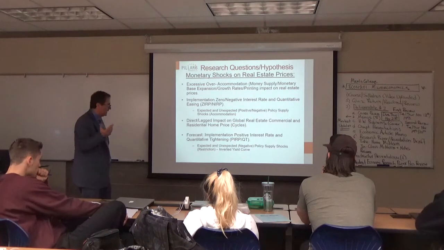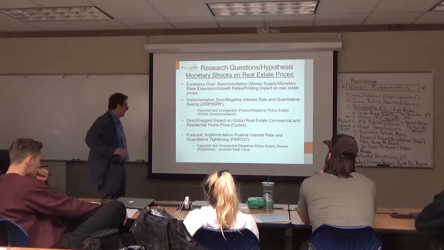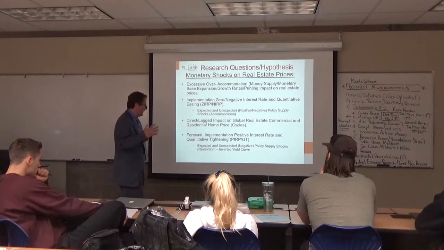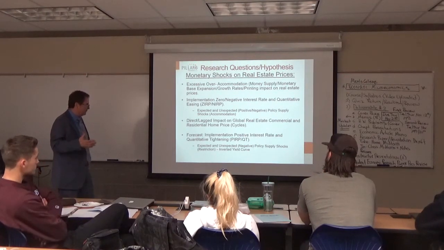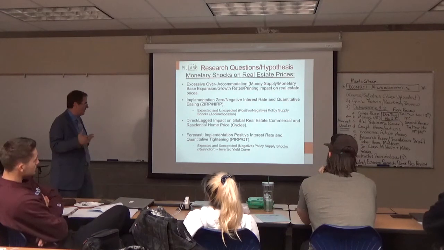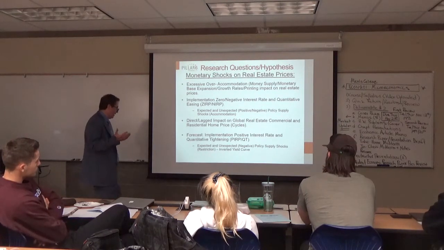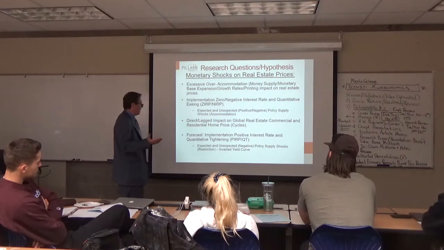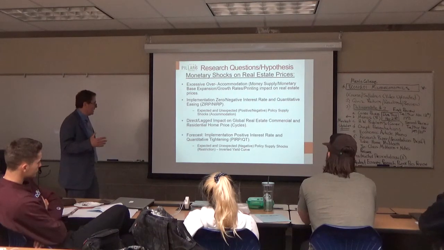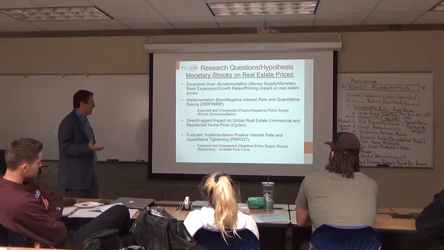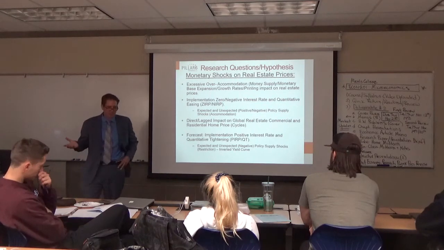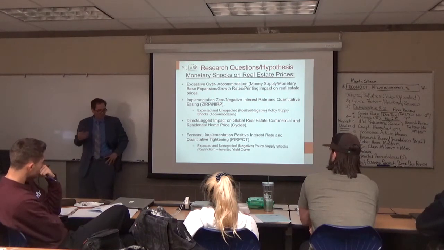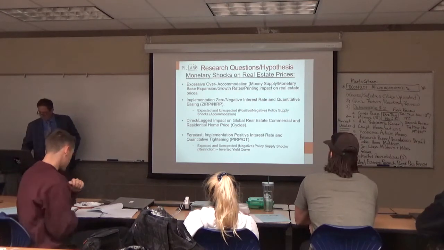Implementation of zero or negative interest rates and quantitative easing, the expected and unexpected positive and negative policy supply shocks and accommodation, direct lagged impact on global real estate, commercial, and residential home prices. This is what we're trying to find. And in the forecast, implementation of positive interest rate and quantitative tightening. What is the expected and unexpected negative policy supply shocks or restrictions? And what is the effect of inverted yield curves? So these are some of the factors that I was looking at.